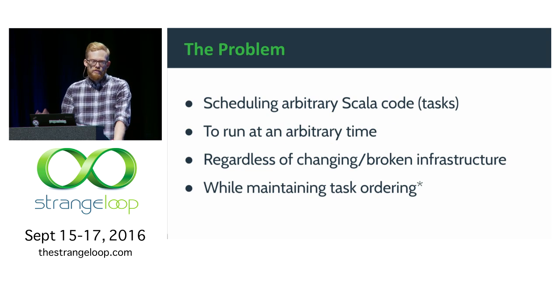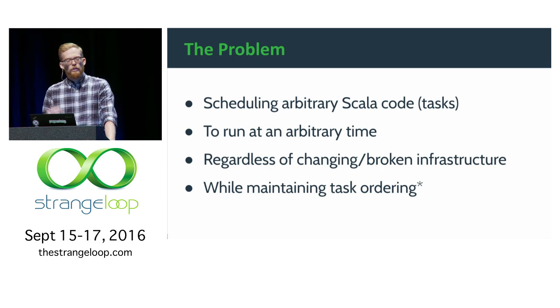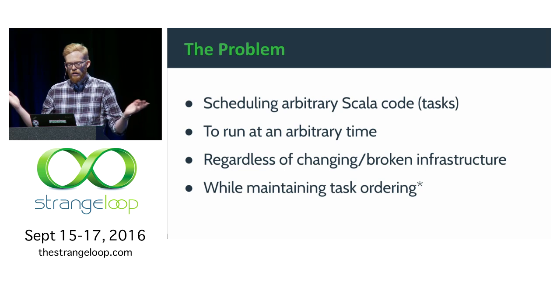But actually what we have is a very generic problem. We have these arbitrary chunks of Scala code, which we'll call tasks, and they need to run at an arbitrary time. And this code might do anything. It might be synchronous, it might be asynchronous, it might talk to a database, it might start your car. It's included in many different microservices at the company. And when I say arbitrary time, that means it could be scheduled for 1 second from now, or it could be scheduled 1 year from now.